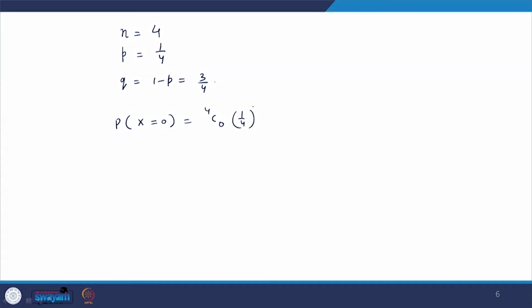From here you get 1 for the combination, and then 3 by 4 raised to power 4. That is 81 upon 256. So, in this way we can find it.